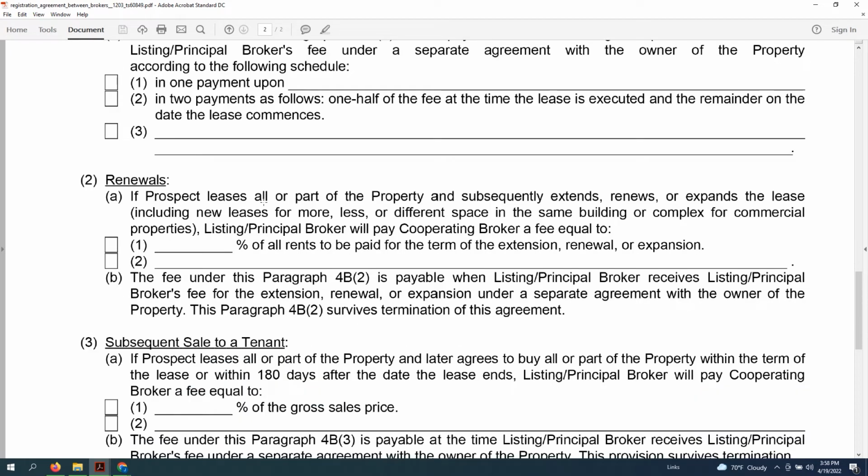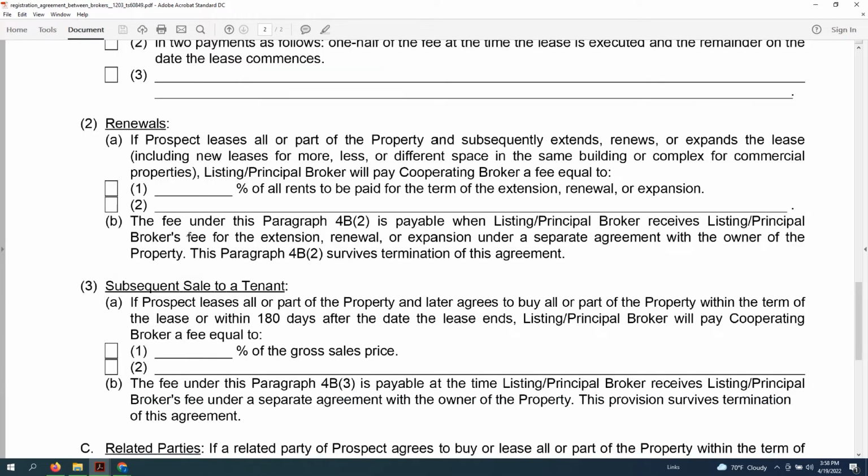Renewals. If prospect leases all or part of the property and subsequently extends, renews, or expands the lease, including new leases for more or less or different space in the same building or complex for commercial properties, listing principal broker will pay cooperating broker a fee equal to, and then you have another percentage here. This is at renewal or some kind of change in the lease where there's more financial obligation to the party that you brought on. You're trying to get paid again, or it could be, again, box number 2, some flat fee or other arrangement. Now here's where it's really important to note.